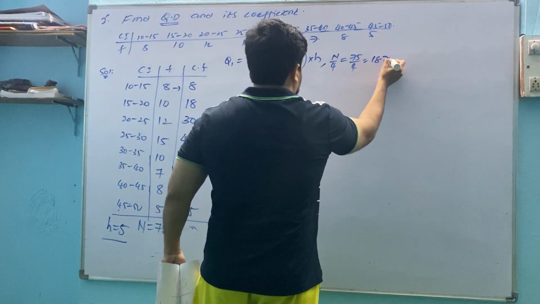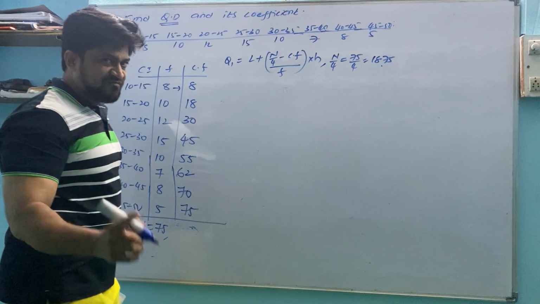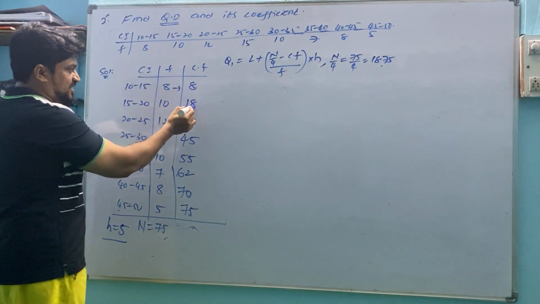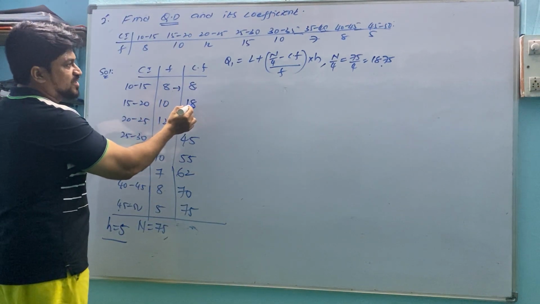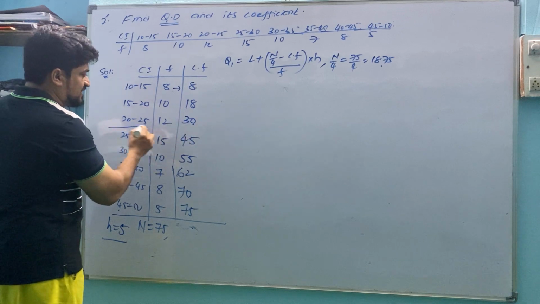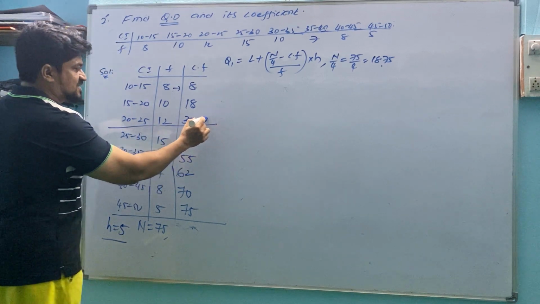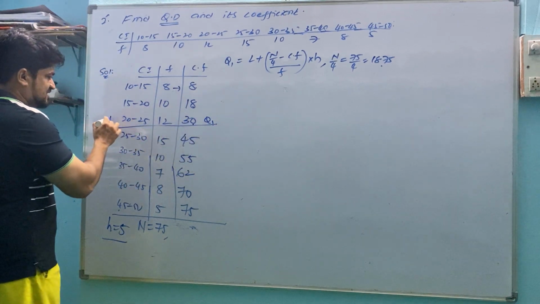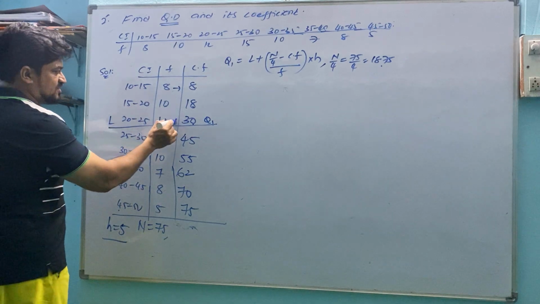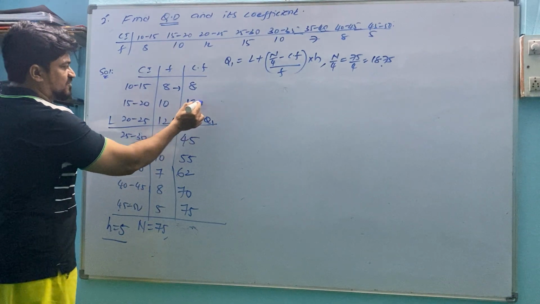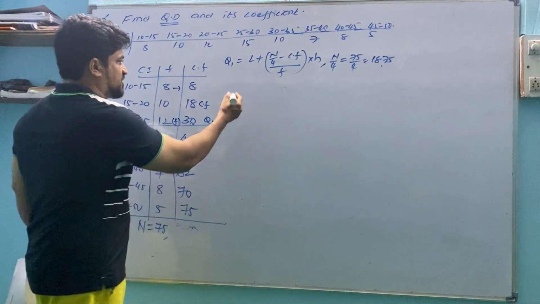Now this 18.75 we have to check in the CF column. 18.75 is not included in 18; it is included in 30. So one line you have to consider. This line is the Q1 line. This is the value of L we have. Small f, and the opposite upper value is CF. So we will substitute this.